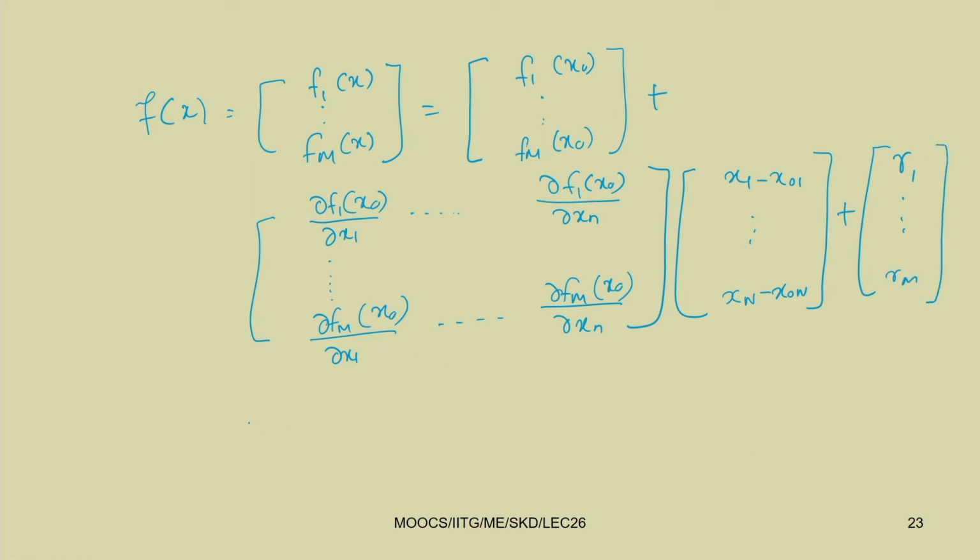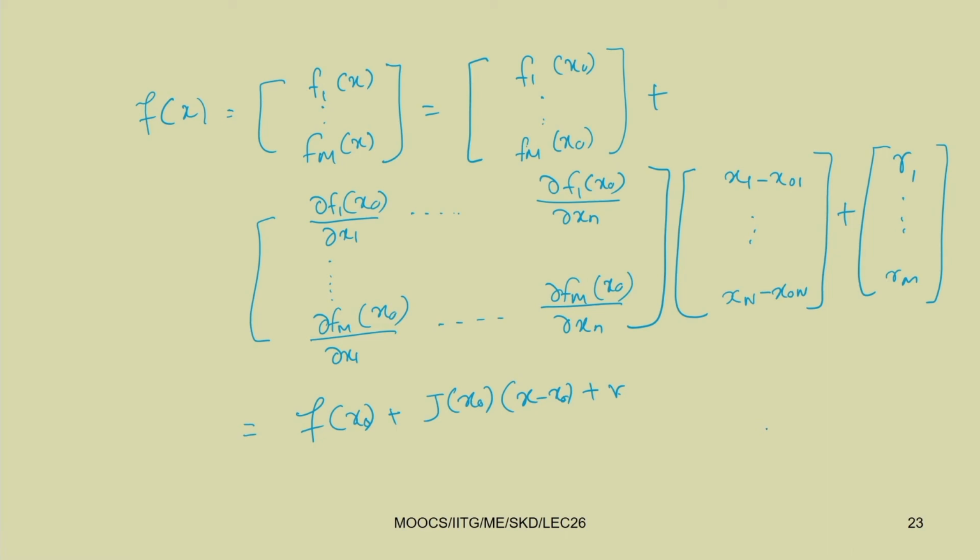So, this thing can be conveniently written as f(x0) plus J(x0). So, this matrix can be written as the J(x0) matrix, J(x0) into (x minus x0) plus residue. So, this way we can write. For a multivariable equation also, we can write this equation in this form. You just see this is similar to what we have studied in the case of the single variable equation.